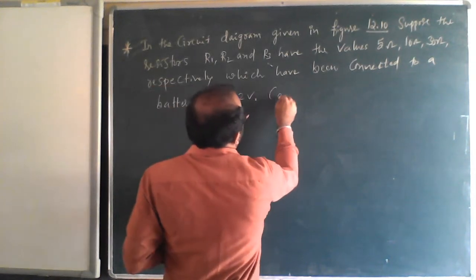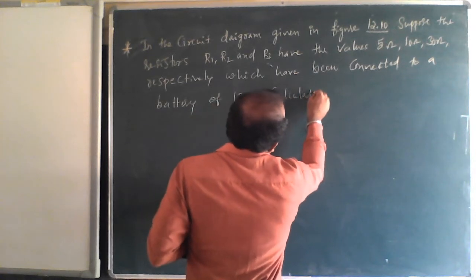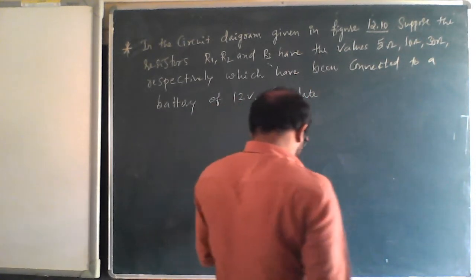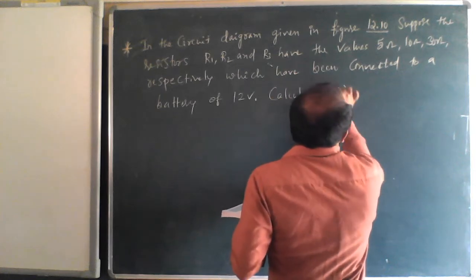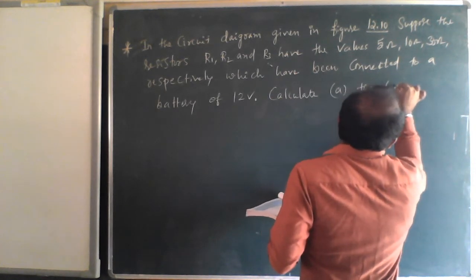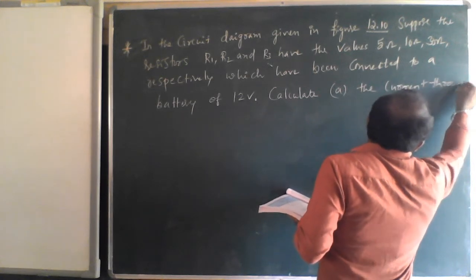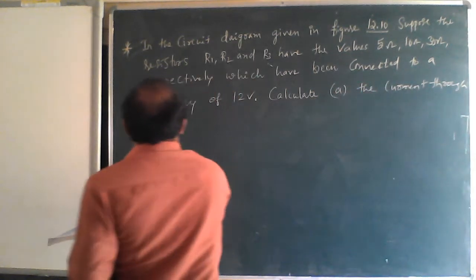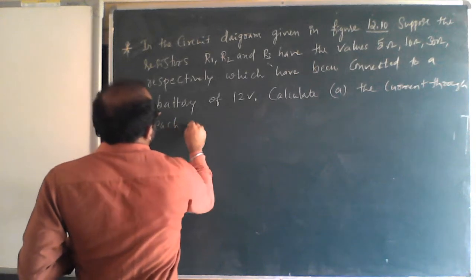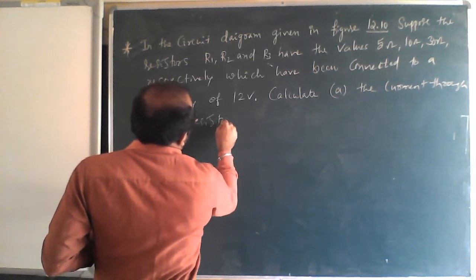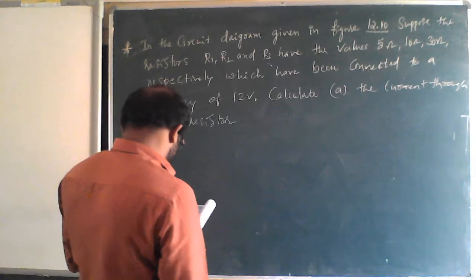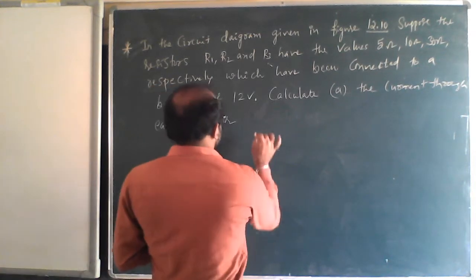Calculate A, the current through each resistor. B, the total current in the circuit.